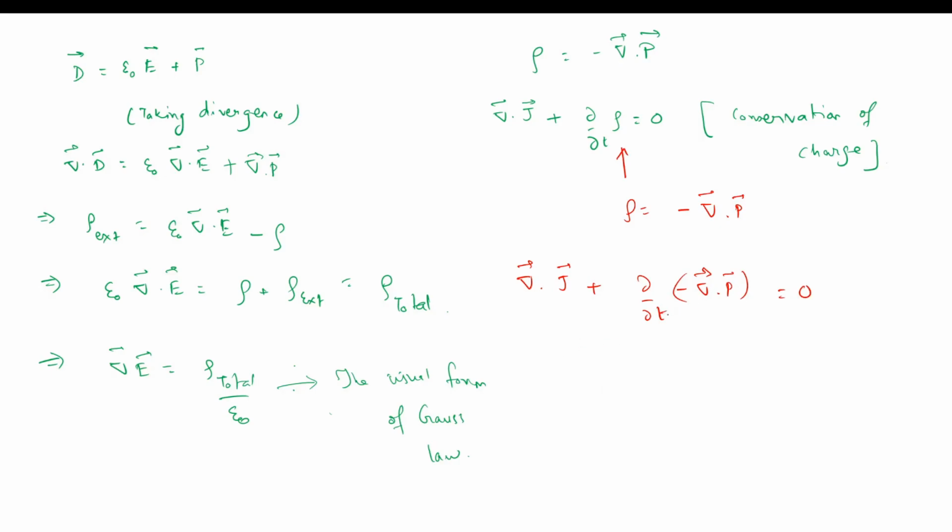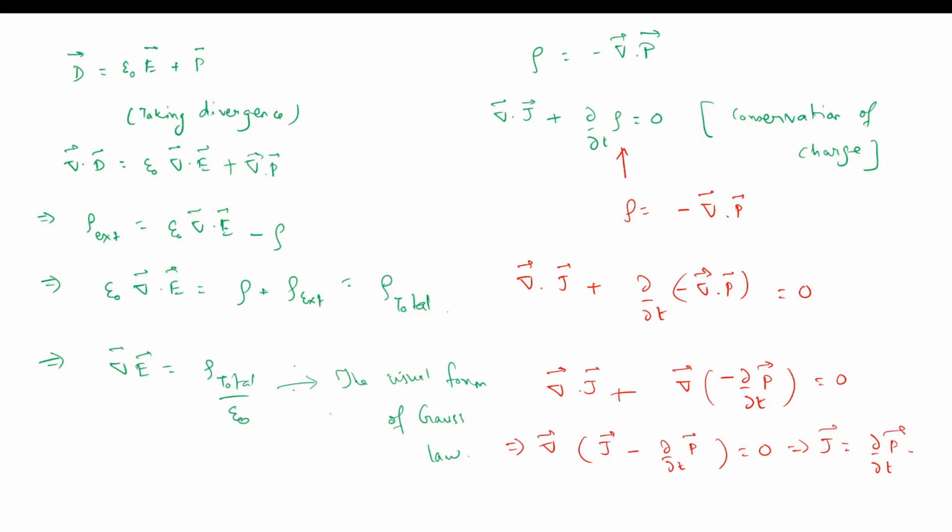Now we can interchange, at least in this case, the partial derivative with respect to t and the partial derivative with respect to space. So from here we have divergence of J minus the time derivative of P equals zero, which implies J is equal to the partial derivative of P with respect to t. So this is how the internal current density is related to the polarization vector. Remember that this polarization vector is the material property, or response of the material.